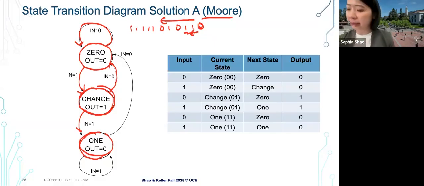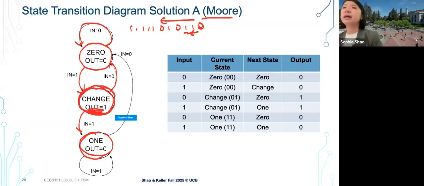It's a Moore machine because the output is only dependent on the state. If I'm in the change state, I output 1. If I'm not in the change state, I'm either in the 0 state or the 1 state, and I output a 0. So this is a Moore machine. Does this make sense? Does this do what we want to do here?